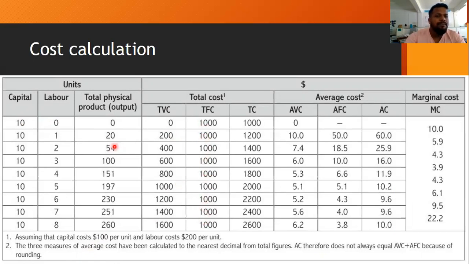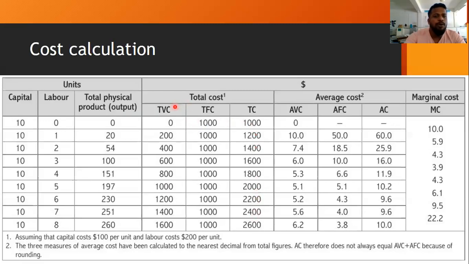When it comes to labor, it is the variable input we are considering here. Labor is charged at $200 per unit. So 0 into 200 is 0, then 1 into 200 is 200, and like that we calculated the variable cost. Then the output is given here; we need the total quantity of output produced to find the averages. We already calculated variable cost and fixed cost is given, so to calculate total cost we add both, and we get the total cost.